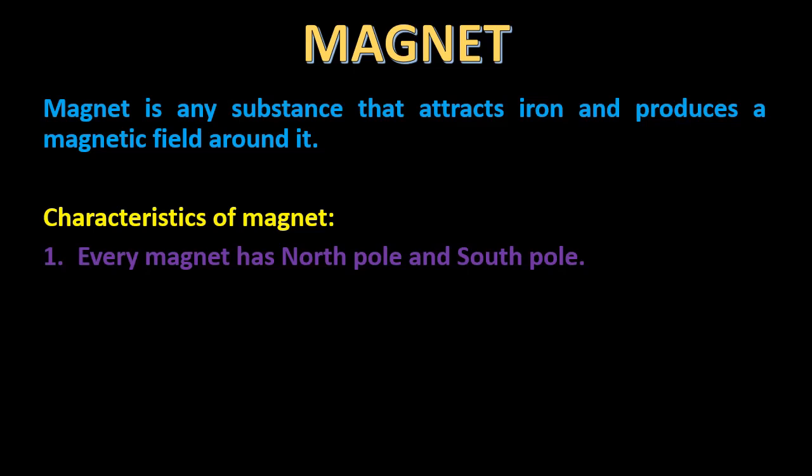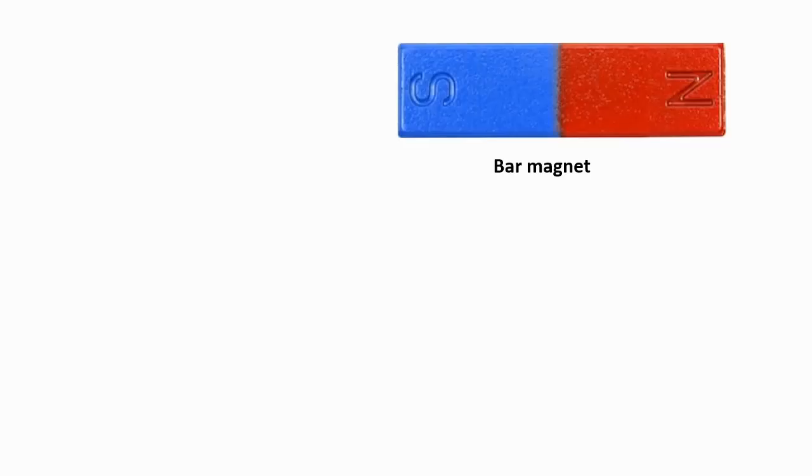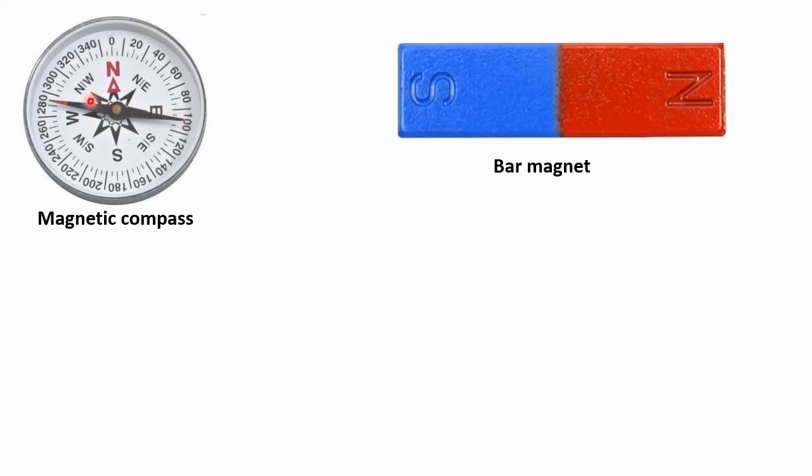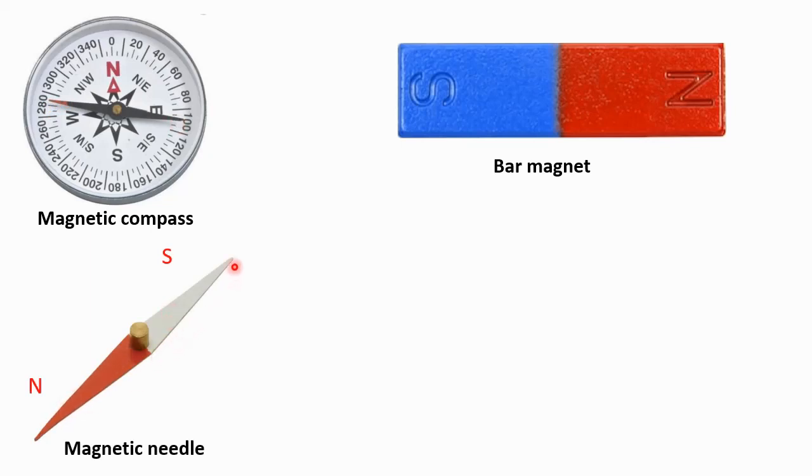Magnets are of different shapes and sizes. Here, a cuboidal type of magnet, we call a bar magnet. This bar magnet also has a north pole and a south pole. This N represents the north pole and S represents the south pole. Next, a compass. This compass has a needle, and this needle is also a magnet. So it has a north pole and a south pole. If we look at the compass needle only, it looks like this. One side is the north pole and the other side is the south pole.